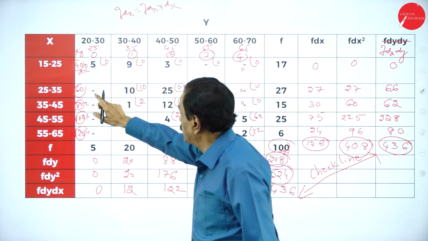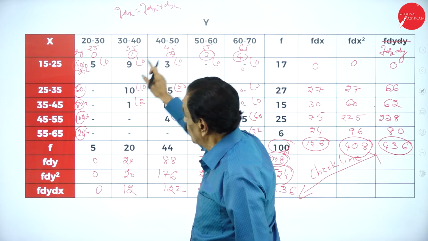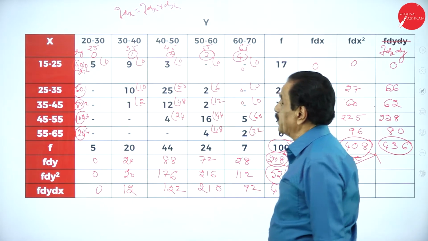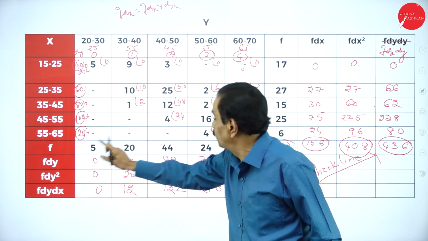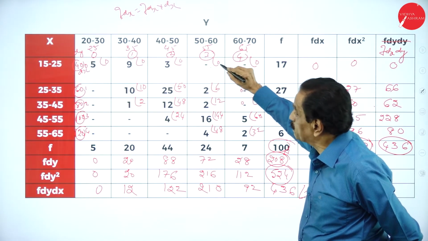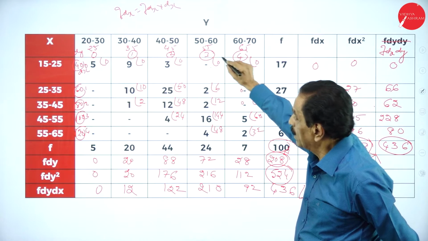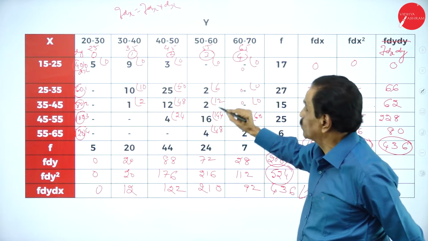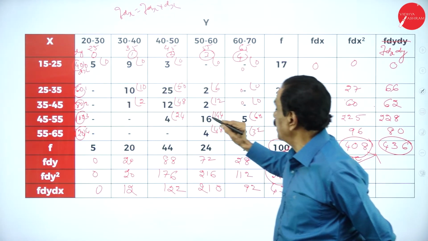Here, nothing is there. 2 fives are, 2 twos are, 2 fours are 28, 2 threes are 6, 6 fours are 24. Nothing is there. Here, if you have got a doubt, you can ask me. Here, 3 ones are 3. 3 twos are 6. 3 threes are 9.